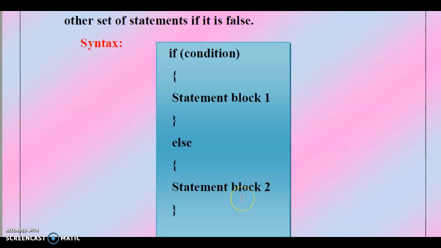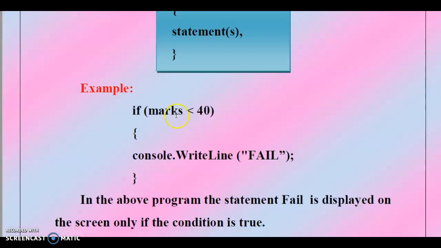So now let us see the syntax, students. If condition, if this condition is true, then statement block 1 will be executed. Right? Suppose the condition is false, then the next statement block will be executed. In the example we saw in simple if, if mark is less than 40, we print fail. If suppose the mark is not less than 40, what should we do? We should print that they pass.